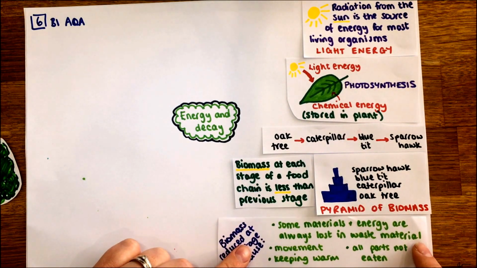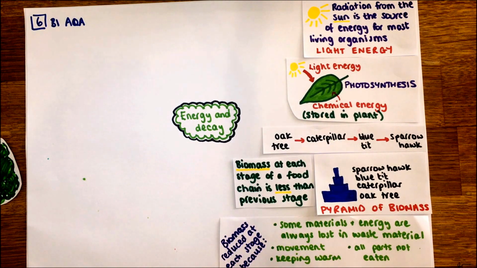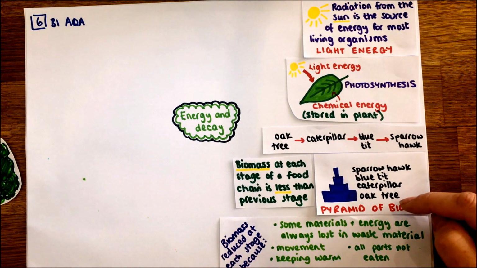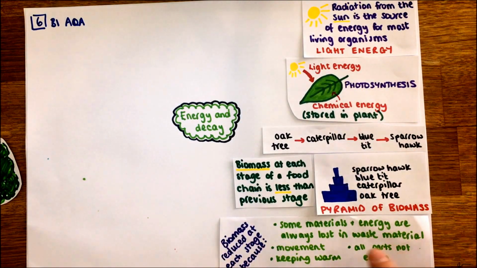And it's worth you knowing a few reasons for that, because it often comes up in the exam as a question. So biomass is reduced at each stage because some materials and energy are always lost in waste materials, so in your feces. The animal moves and that requires energy. It needs to keep warm, and all parts aren't always eaten. So the hard parts of a plant or an animal, bones, roots, aren't always eaten, so the energy isn't always passed on. So you do tend to get this tapering at the top of a pyramid of biomass. They don't always look like this, but that's the most common version. Sometimes you'll see slightly less biomass at the bottom, followed by a slightly bigger block, but you'll need to have a look at that in the exam question.